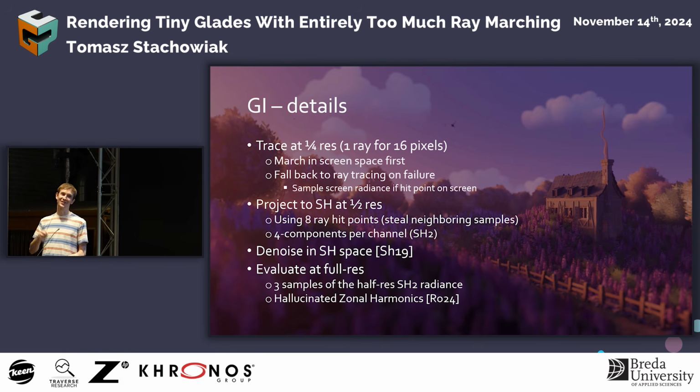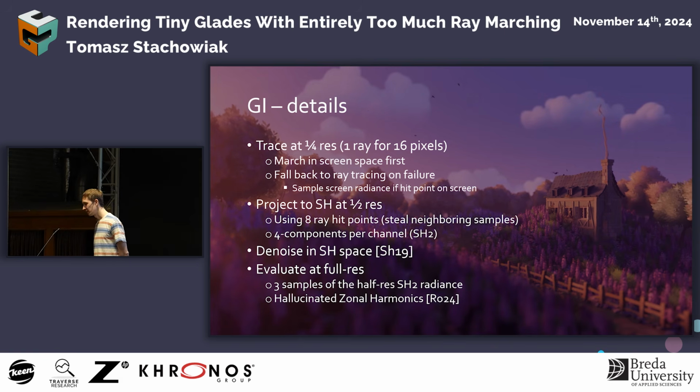So in terms of what you actually do, and not just the journey to it, we ray trace at 1/4 the resolution. So we have 1 ray per 16 pixels in the screen. We start by ray marching, and only when that ray march fails, when it goes behind geometry or off screen, we switch to ray tracing. Even at the end of that, if it hits something on screen, we use the radiance on the screen so we can hide the fact that we have very potato proxy geometry.